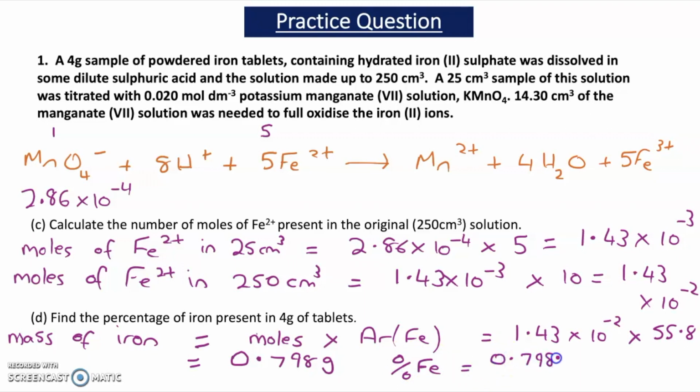Now that's the mass of iron in the 250 cm³ solution, but we want the percentage mass of iron in the tablets, and the tablets had a weight of 4 grams. So therefore the percentage mass of iron is 0.798 divided by 4 times 100, which gives us a percentage mass of iron of 19.95%.